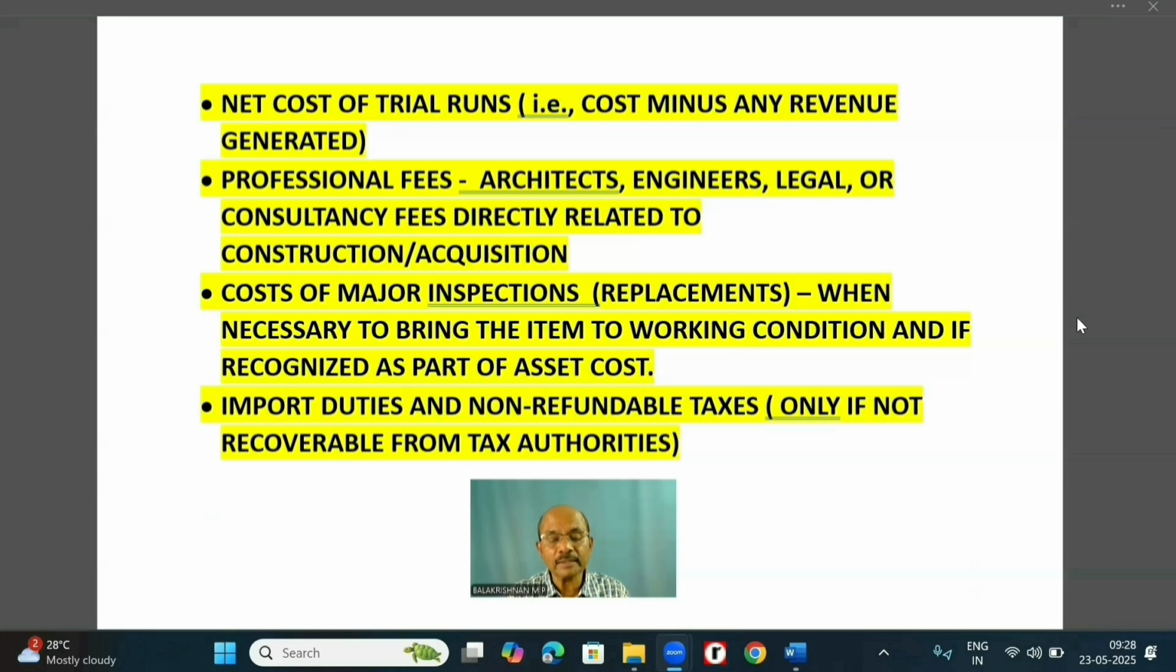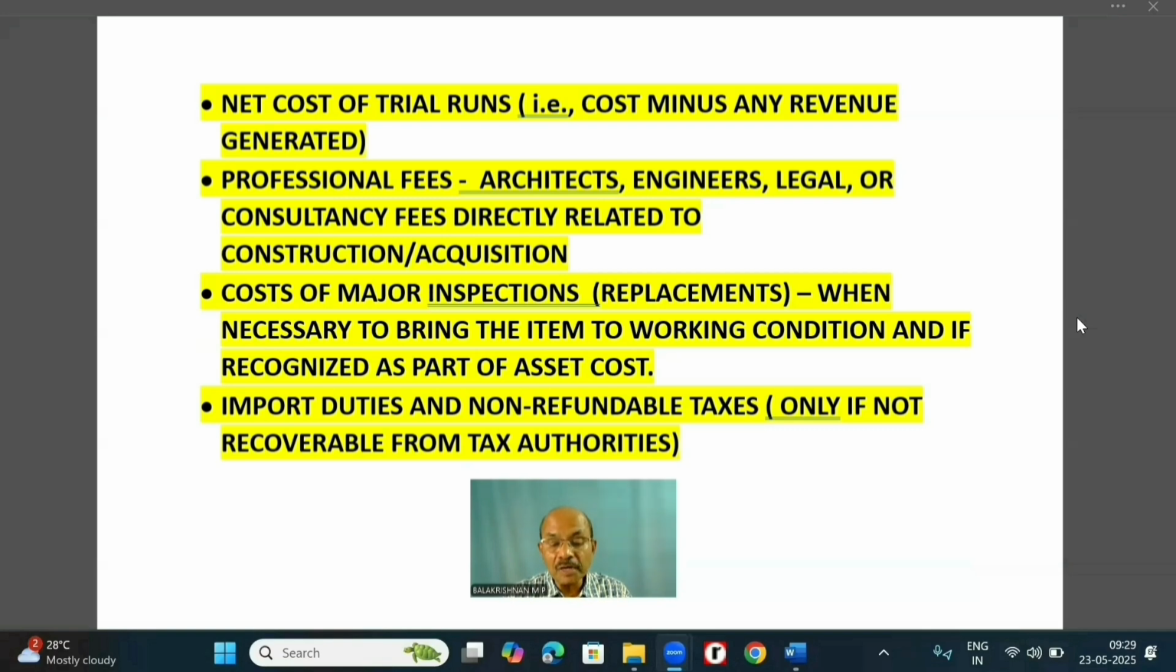That is, suppose you conducted a trial run and spent rupees 1,00,000, but in the process you got a revenue of rupees 5,000 from it. Then the figure is 95,000. Okay. Next, professional fees such as architect's fees, engineer's fees, legal fees, or consultancy fees directly related to construction or acquisition. Next, cost of major inspection, that's otherwise called replacements, when necessary to bring the item to working condition and if recognized as part of the cost. Did you understand? That is, a replacement cost or major inspection cost will be considered if it is needed to bring the asset to working condition.